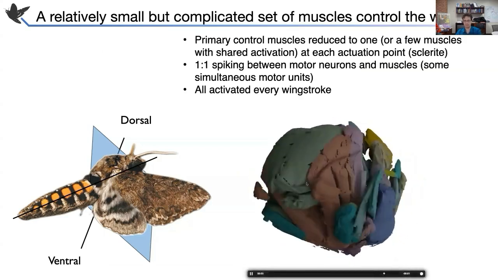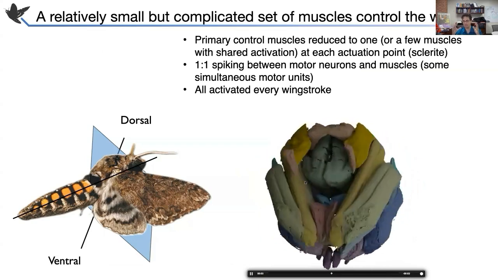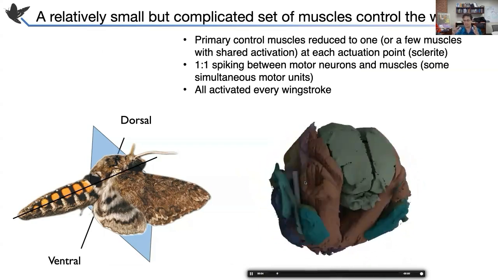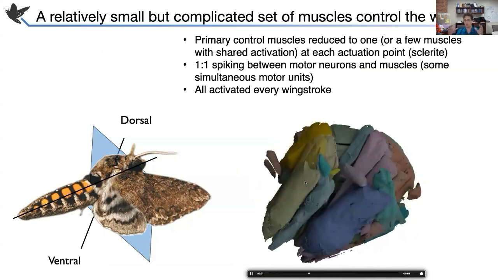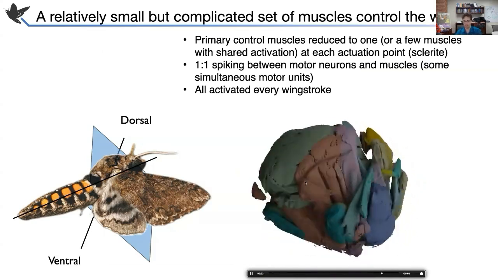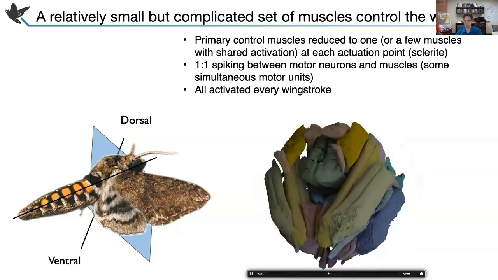And these muscles basically act as a single motor unit. One of the nice things about working with invertebrates is that effectively there's only a single motor neuron going to that whole muscle. So the whole muscle is activated like a single motor unit. And that's true for most of the muscles during fast movement.